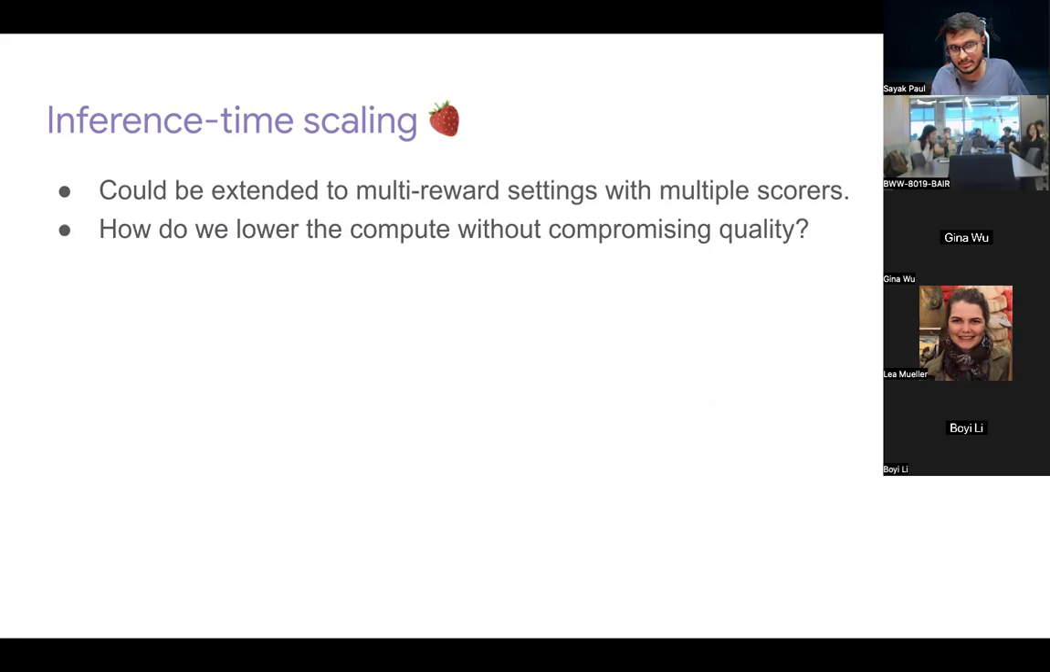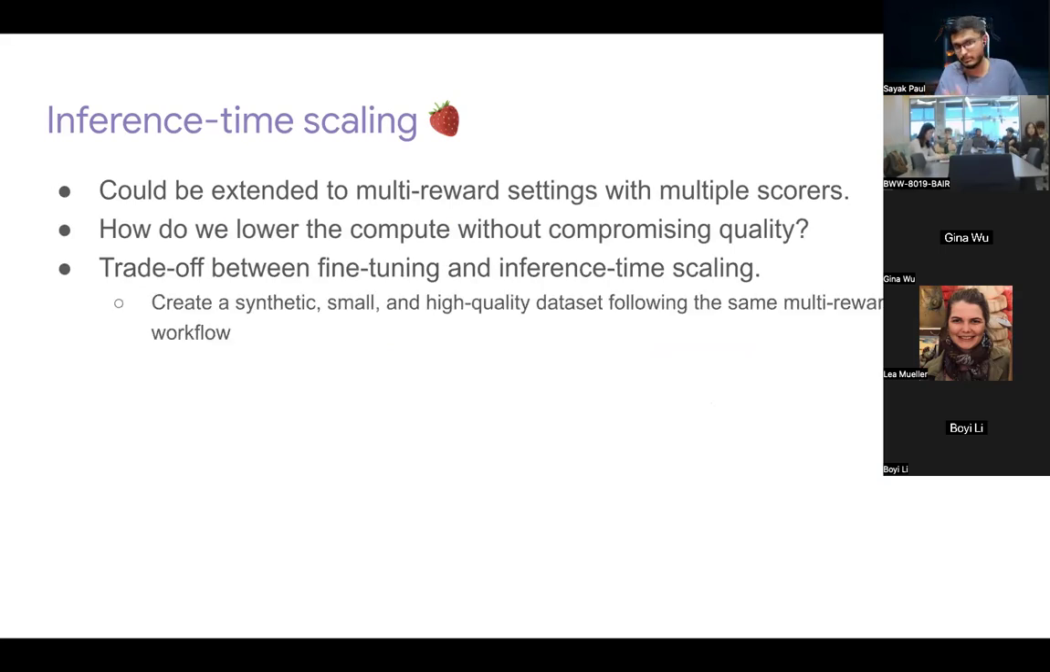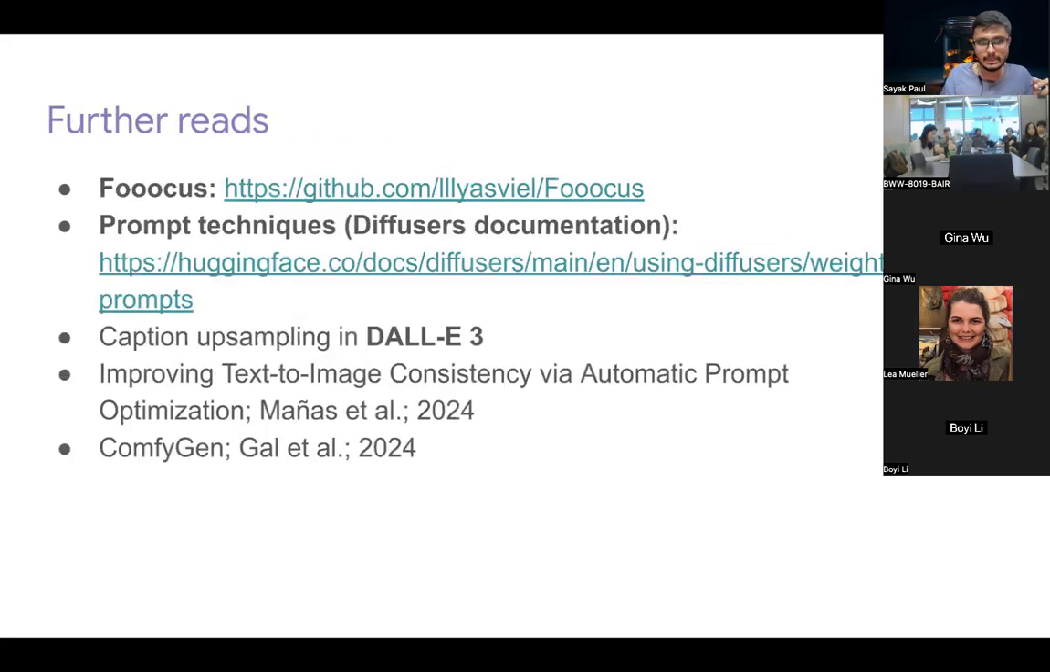And then an immediate question would become, how do we lower the compute without compromising quality? And of course, there's a trade-off to be had between fine-tuning and inference time scaling. Maybe we create a very small synthetic and high-quality dataset following the workflow that I demonstrated, and then we fine-tune an existing model and just see what happens. And of course, there are two recent works in this area. One is ComfyGen, from the authors of Textual Inversion, where they try to search for highly optimized ComfyUI workflows with a language model. I think it is pretty cool. But yeah, caption upsampling is here to stay, so definitely worth looking out for it.